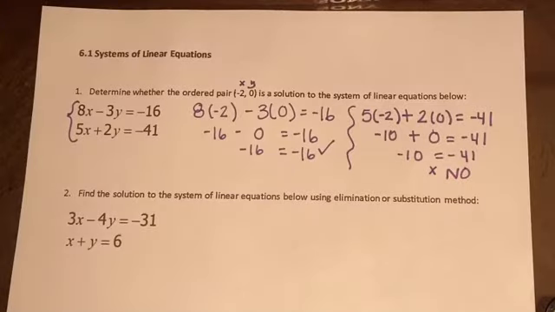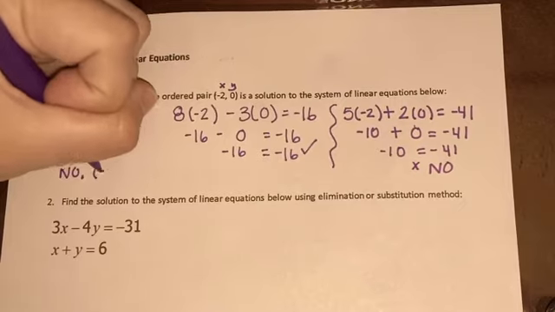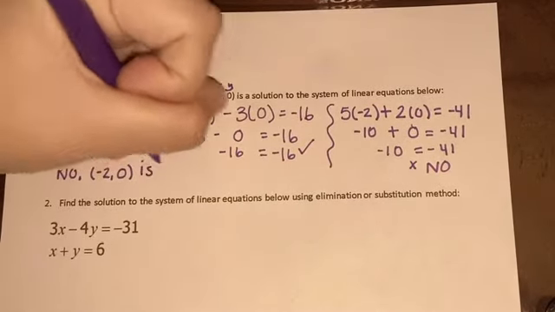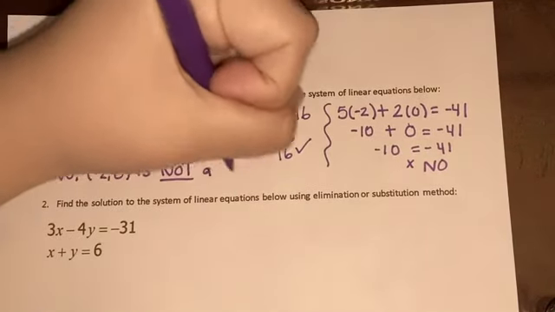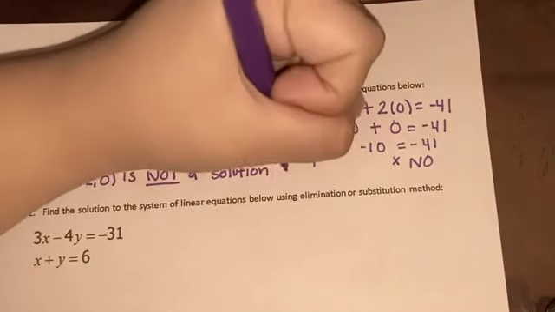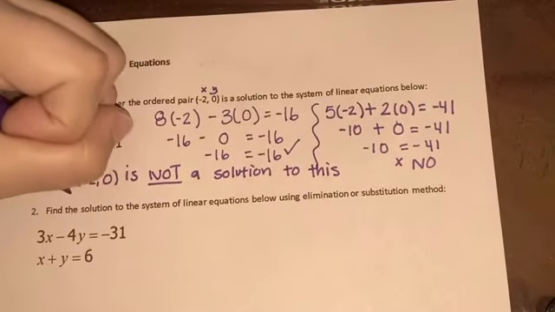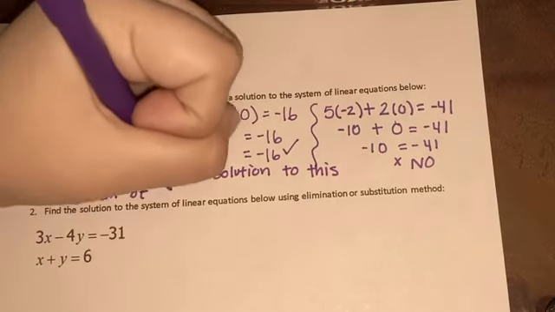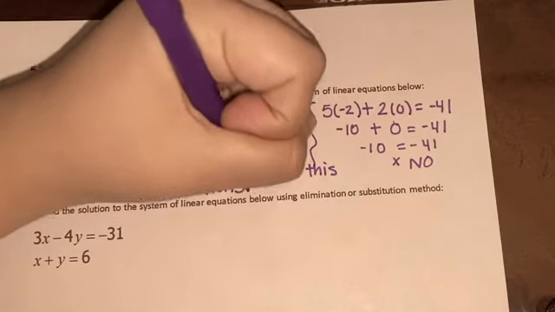So then we can write down no, (-2, 0) is not a solution to this system of equations. And there you go.